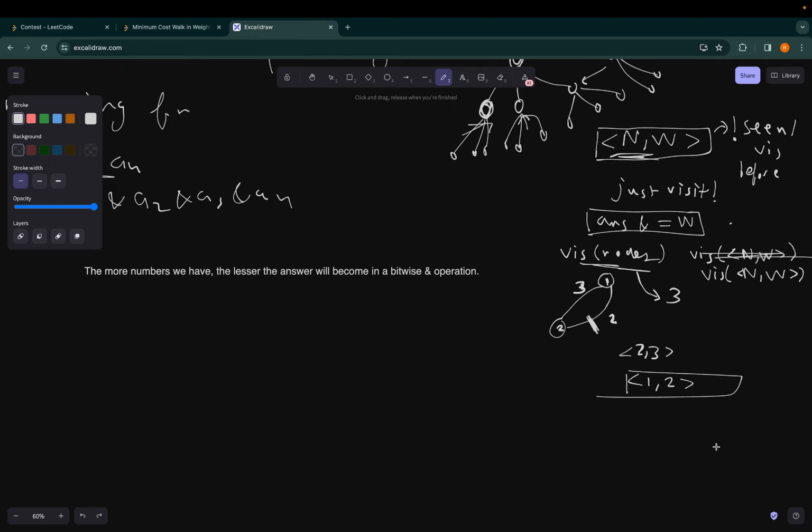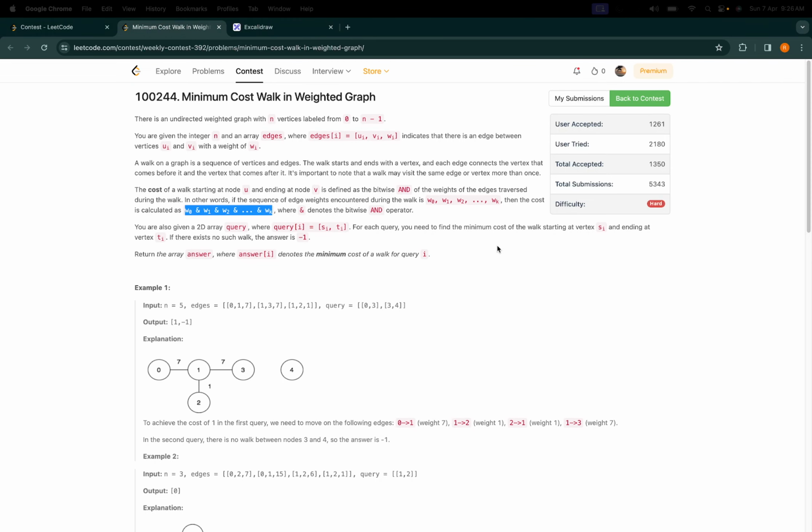This guy was not visited before, right? Because it has a unique weight combination. So that's why it will also visit this particular edge, and it will do a 3 and 2. Basically, the idea is to just visit the maximum number of edges we can, basically all the edges in the connected component. That's the idea. So let's jump to the code.